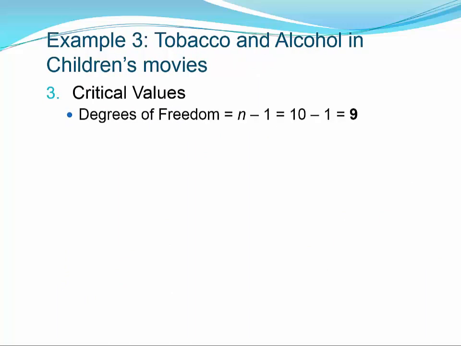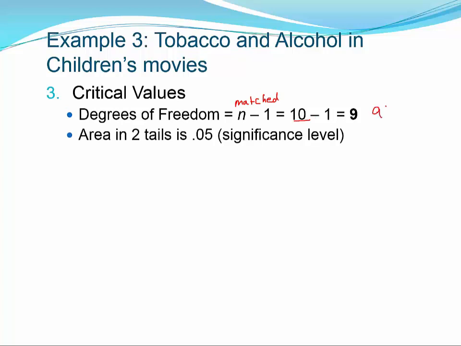Next comes critical values. So we take the total matched pairs, which was 10, and we subtract 1 to get 9. And so on table A3, we're going to go to the 9th row. Okay, so then the area is 0.05. That's our significance level. Now this is actually incorrect here. This should say area in one tail, so let's go ahead and verify that in table A3 and make sure we get the correct critical value for our test.